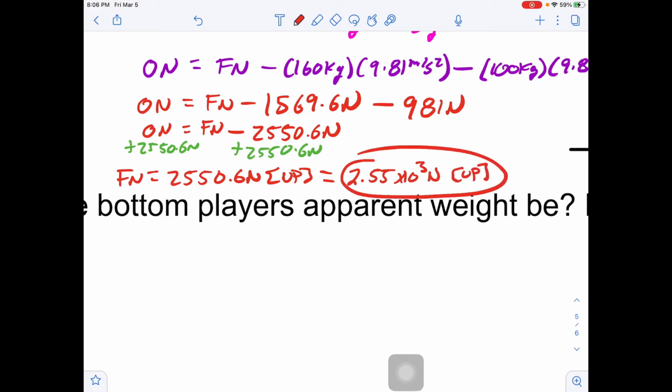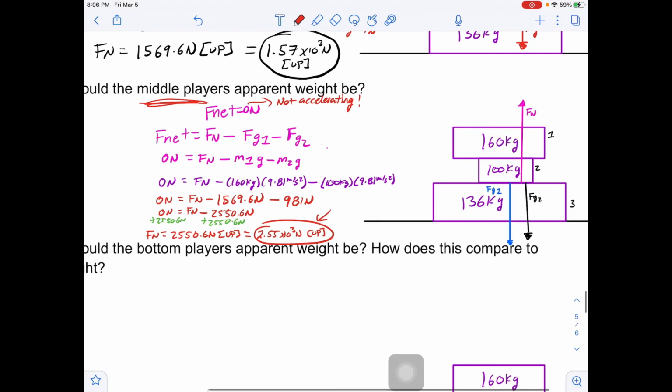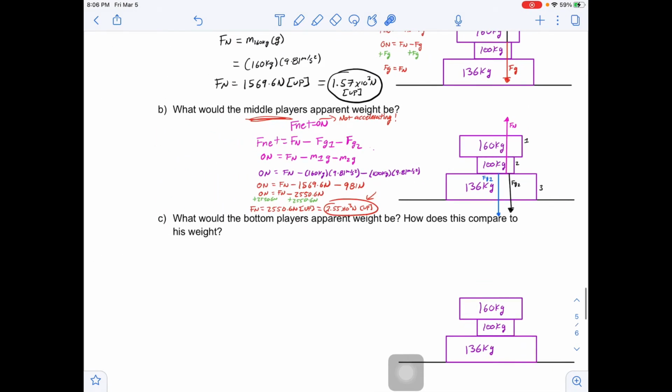So understand, we just found the apparent weight of our middleman. Okay? Our middle football player feels that heavy. Because if it was just him on top and we got rid of the 160 kilogram guy, he would feel lighter. But now the 160 kilogram guy is applying force on top of him, making him feel heavier. So the apparent weight has grown. And thus that is the normal force.